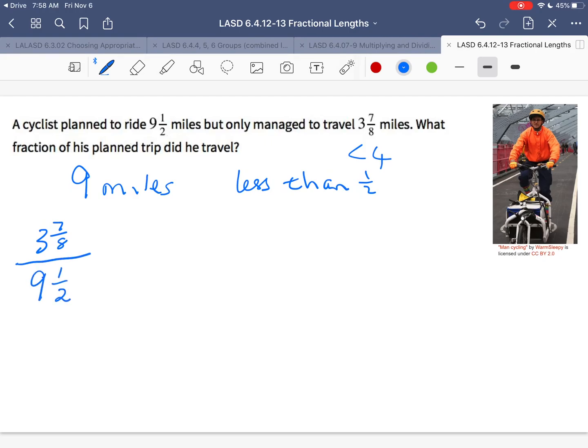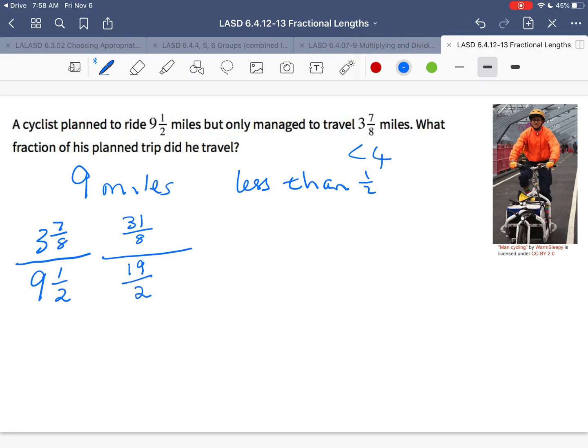So I want to divide 3 7/8 by 9.5, and to do that I need to have them both as improper fractions. So 3 times 8 is 24, and 24 plus 7 is 31. So 31/8 divided by 9 1/2. So 9 times 2 is 18 and 1 is 19 halves.